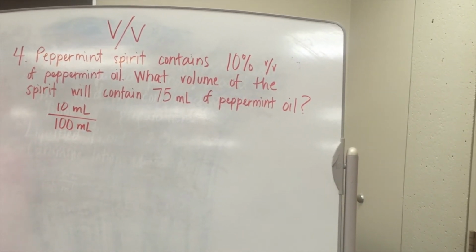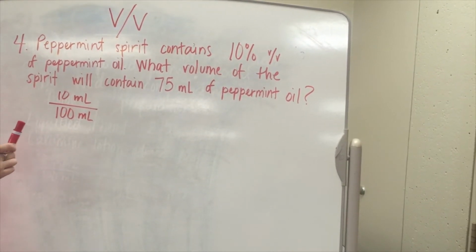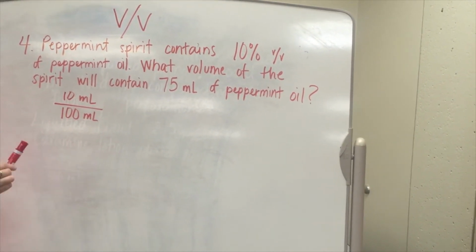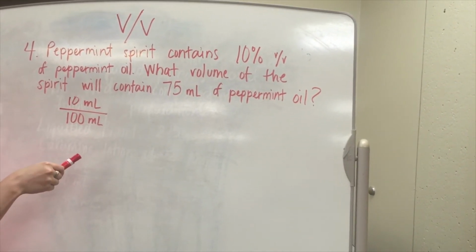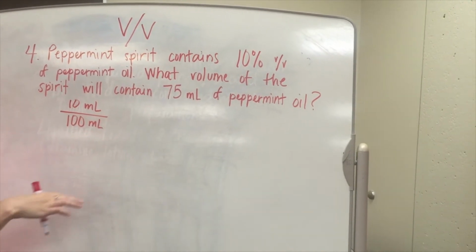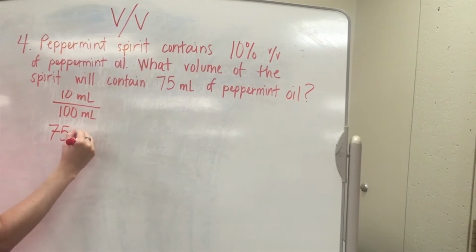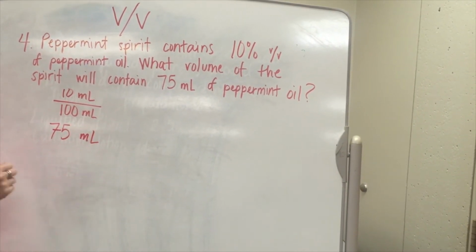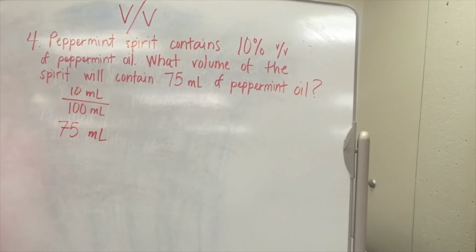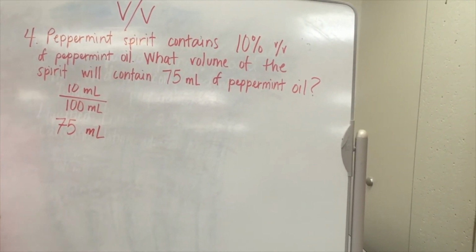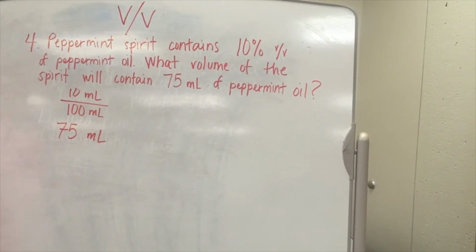And in this problem, unlike the previous one, we are given the active ingredient volume. So what we're going to be looking for is, in this case, the total volume of the final solution. So we have 75 milliliters of active ingredient. What we're looking for is the spirit, and that is going to be the diluent, and that is going to be the largest volume in this equation.